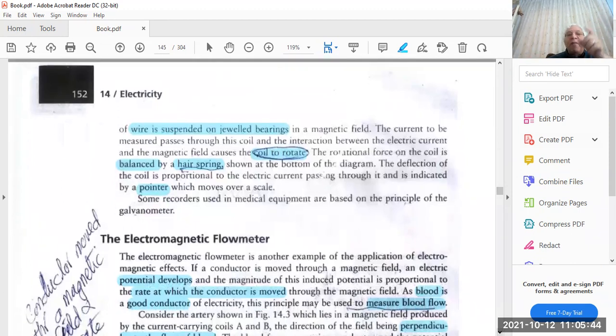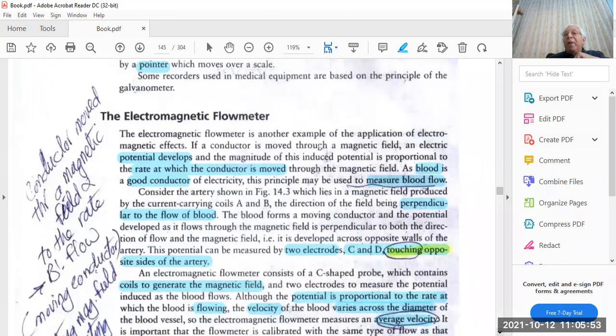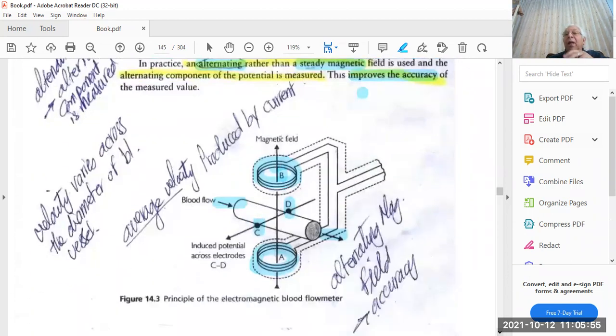Pointer on a scale, we have a hair coil to balance the movements of the jeweled bearing. Magnetic flow meter, which is important regarding one of the methods to measure cardiac output. As we can see, we have a magnetic field. The magnetic field is made of coil. Whenever they electrify, they will create a magnetic field, and we can represent the flow of blood of the RBC through a tube, as we can see.